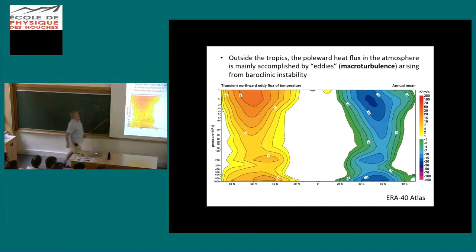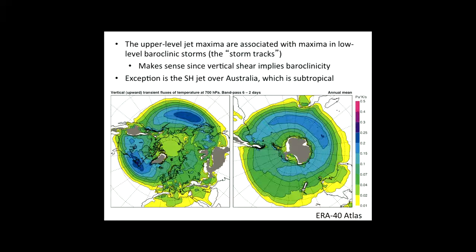You also have these eddy fluxes in the stratosphere, but that's coming from planetary waves, and it's a different story. But if we just focus down here, we see that you have this very strong poleward heat transport. So you can just think of that as baroclinic instability, then just mixing. Through mixing, there'll be down-gradient heat transport.